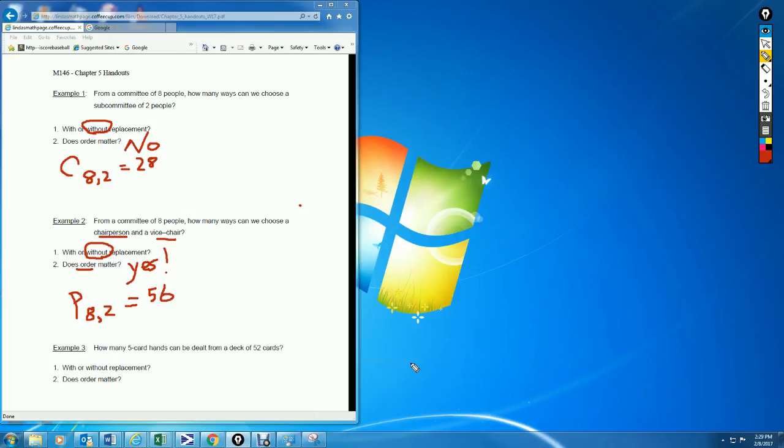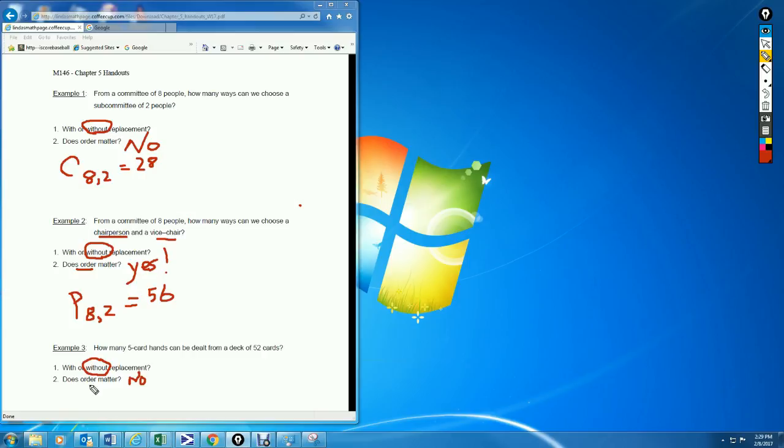And finally, how many 5-card hands can be dealt from a deck of 52 cards? So first of all, is it with or without replacement? Well, you're dealing out 5 different cards, so obviously it is without replacement. You're going to get 5 different cards. There's no chance that you're going to get 2 Ace of Diamonds. Does the order matter? No, because they're just dealing you cards, and then you can pick them up and sort them into whatever order you want in your hand.